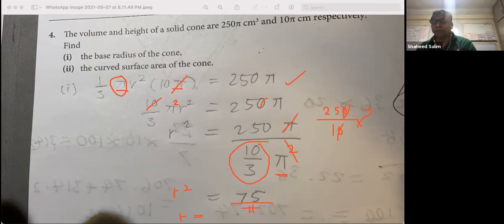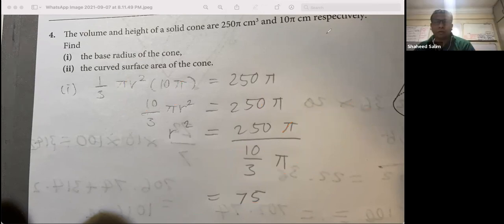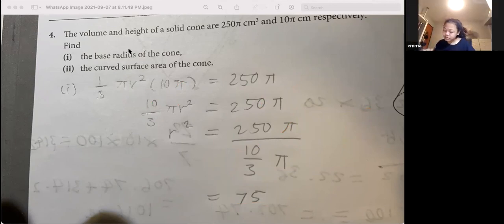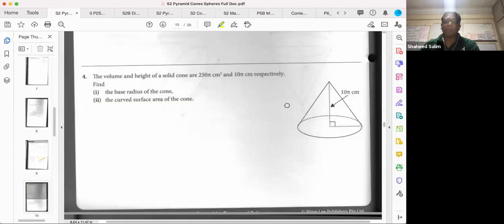What's the curved surface area of the cone? Curved surface area of the cone, huh? You may need to draw that if you want to. You may need to draw. Okay, what do I mean? I'm not gonna draw yet, but you may need to draw.